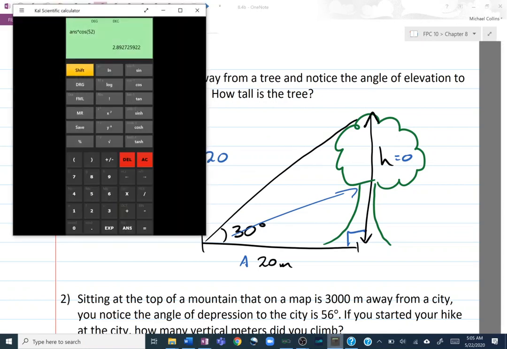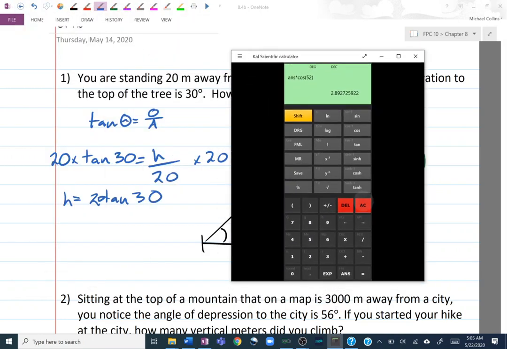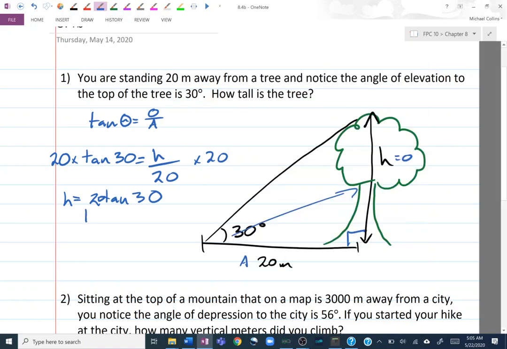Bring out my fancy calculator, and I can type it into my calculator. 20 times tan 30. 11.547, or 11.5 to 1 decimal, which works for me. 11.5, and this is going to be in meters. Typically, if we're dealing with word problems, we're going to have units, because units kind of help us connect the math to reality. So this will be 11.5 meters high.